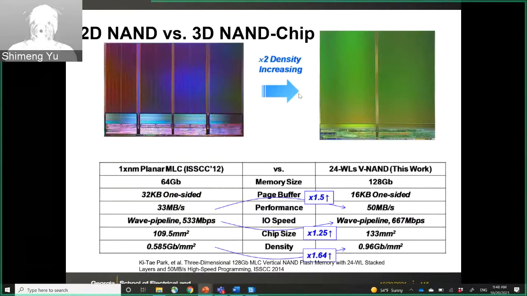And at the chip level, here is a comparison between the 1x nanometer two-dimensional MLC versus this first generation 24-layer 3D V-NAND. Here you see the memory capacity doubles from 64 gigabits to 128 gigabits. And also other metrics, like the write bandwidth and the chip density, increase. What we care about here is gigabit per millimeter square, how many gigabits you can pack in one square millimeter. Here you can get close to 1 gigabit per millimeter square for this first generation 3D NAND flash.